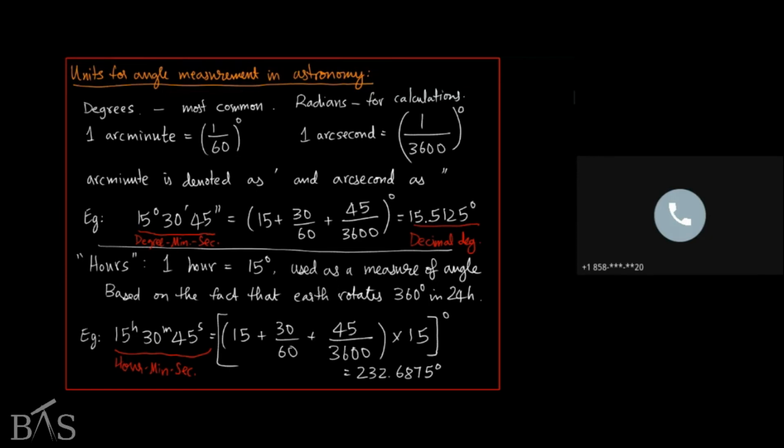An angle that is measured in hours, minutes, seconds can be converted to degrees by doing the same thing: you take the 15, which is the hour, and add 30 divided by 60, which is the minute, and divide the seconds by 3600, and then add all of this. Finally, this will give you decimal hours, which is something that we almost never use in astronomy. You have to multiply it by 15 to get the degrees. So 15 hours, 30 minutes, and 45 seconds corresponds to 232.6875 degrees. Now it has been converted into decimal degrees. This hour, minute, second format is something you will see quite a lot, and it's peculiar to astronomy.